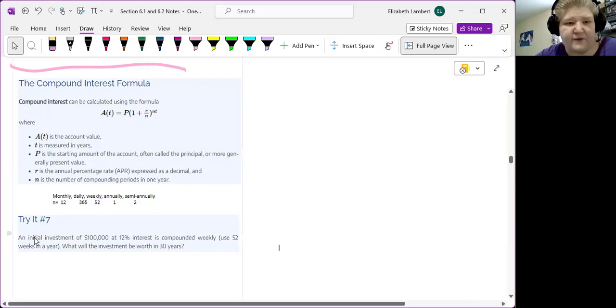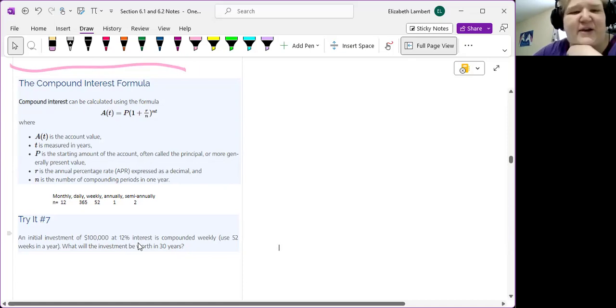Down here in our first problem, an initial investment of $100,000 at 12% interest is compounded weekly. What will the investment be worth in 30 years? All right, so we're going to pretend inflation doesn't exist, and we're going to pretend you can actually find 12% interest for an investment.